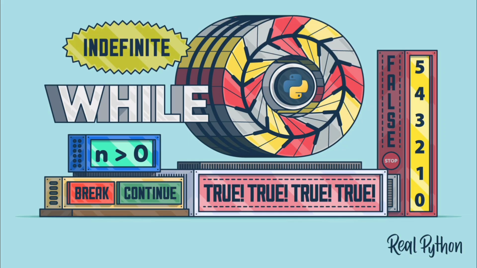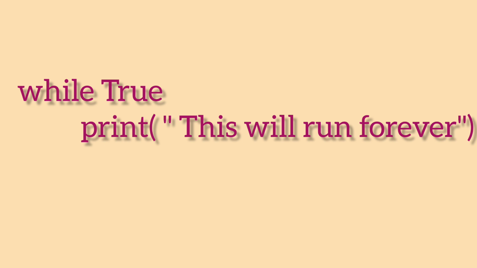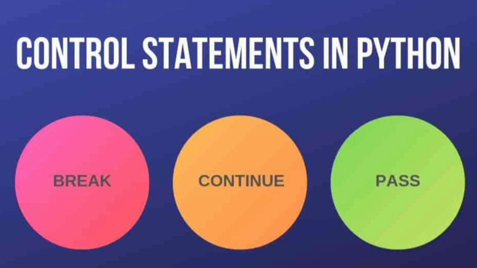Now we will see infinite loop. A while loop can become an infinite loop if the condition never becomes false. For example, we give the while loop as while True, and inside it we print one statement. This while loop is an infinite loop since the condition never becomes false. To overcome infinite loops, we have loop control statements. Loop control statements allow you to manage the flow of a loop. Basically, we have three types of loop control statements, that is break, continue, and pass.